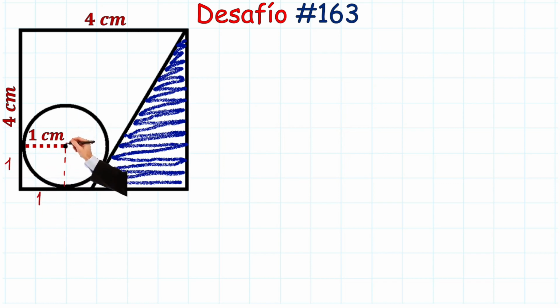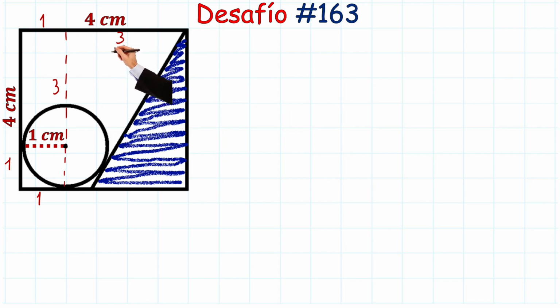So notice from here to up here, how much is it going to measure? Well, 3, isn't it? Because everything on this side here measures 4. And if from here to here measures 1, then from here to the top must be 3. Fantastic. Now pay attention. This distance here also counts. Therefore, from here to here is worth 3.